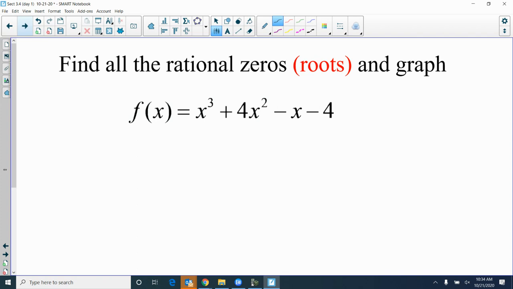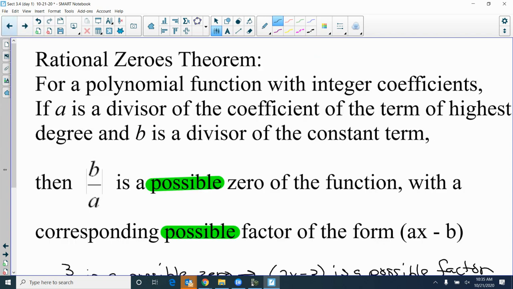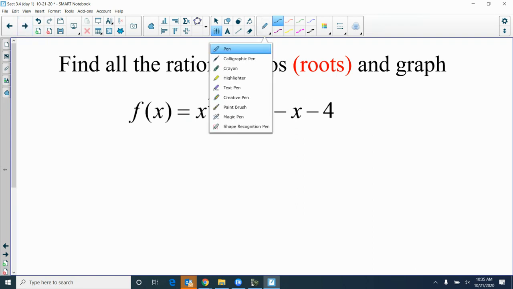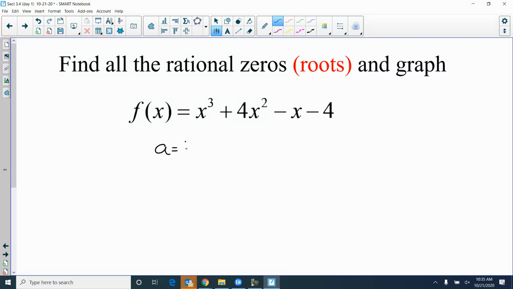All right, what are my a values? Okay, according to that theorem, it's possible divisors of what? Peyton, back, I see you reading. It's possible divisors of what? Right here, let's see. A is a divisor of the coefficient of the term of highest degree. Now, what is our coefficient of x cubed? It's just a 1. What are the only numbers that divide into 1? It's just 1, but here's the key. You have to do plus or minus. You have to include positive, negative, okay?